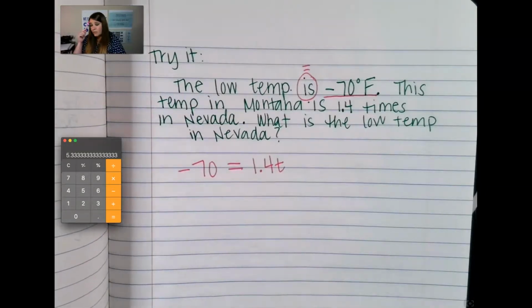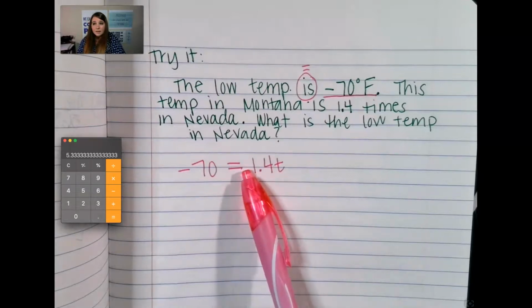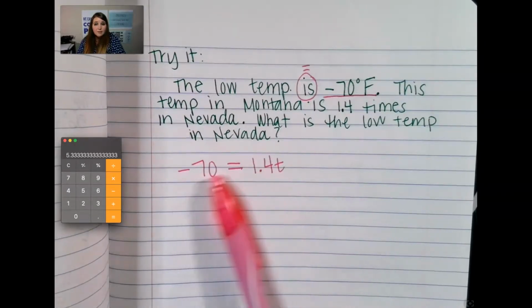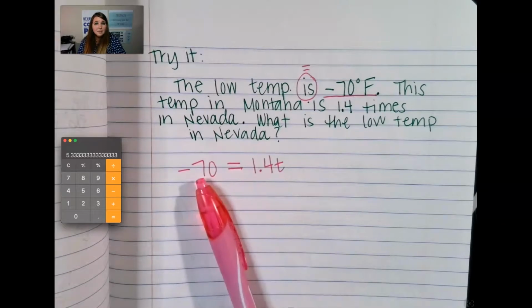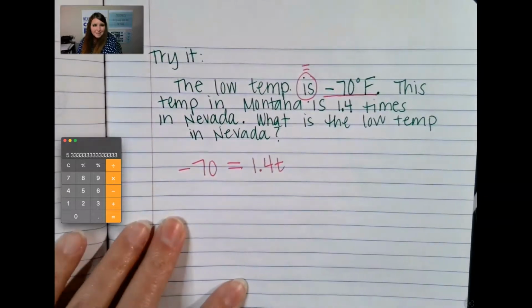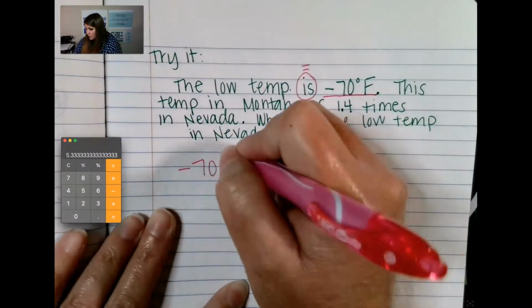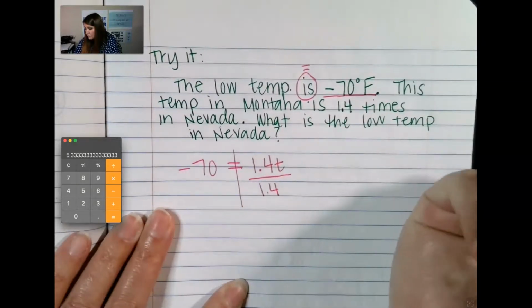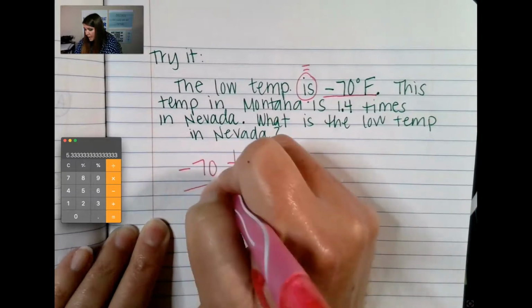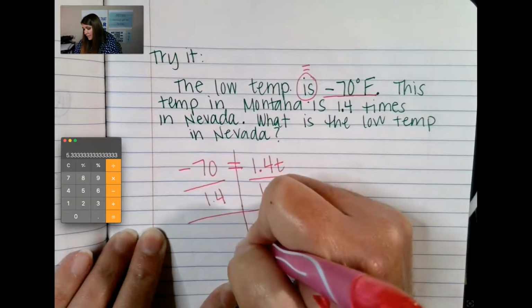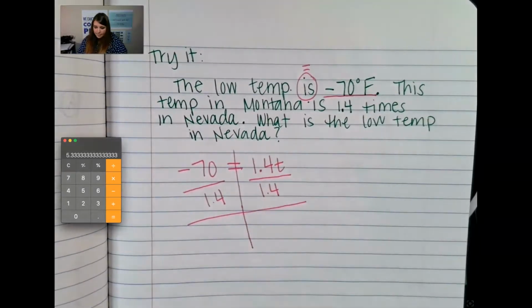Okay, so let's think about this. This is not going to be a negative because we're not going down, right? We want this temperature to be a low temperature. If we made this a negative, it would go away, which would give us a positive. And that wouldn't make sense. So to undo this, we need to divide and do the opposite. So divide by 1.4 and divide by 1.4.